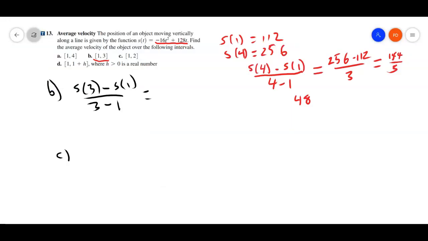So for C, s of 2 equals 192. I'm going to write that down there so I don't forget. s of 3 was 240. s of 1 is still 112. I don't have to do that again. Minus 112 over 2 this time.